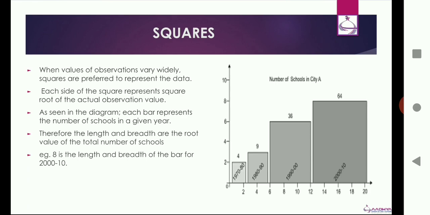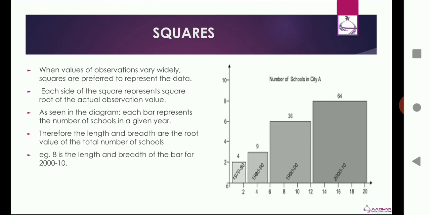If we drew a diagram where only the y-axis was being used for measurement and x-axis was used to show the various decades, we would have a very tall bar for the 2000-2010 decade and a very small bar for the 1970 to 1980 number of schools. So that would give us a very distorted image which is difficult to remember or understand.